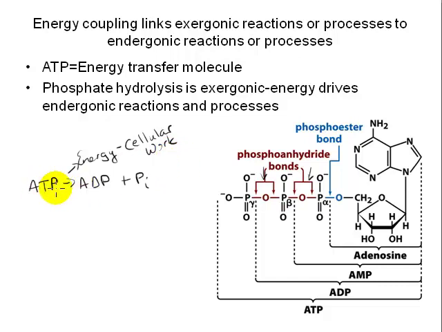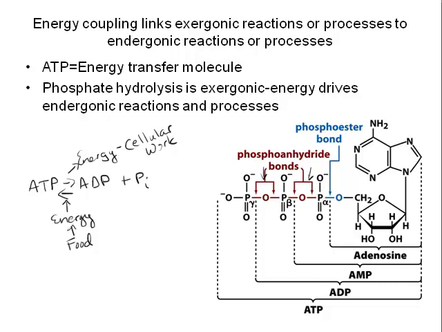Now, if hydrolyzing phosphate off ATP is exergonic, what about the reverse reaction, rebuilding ATP from ADP and phosphate? Well, that's obviously going to require energy, and cells get that energy typically from organic compounds. So, for example, a sugar like glucose or a fat molecule. These molecules hold lots of potential energy. By breaking them down in controlled fashion, the energy is captured and used to synthesize ATP.